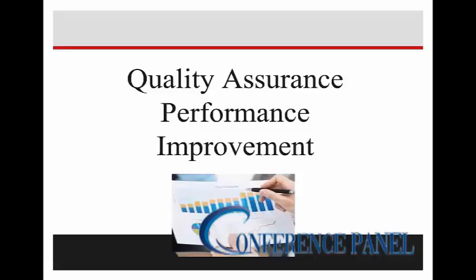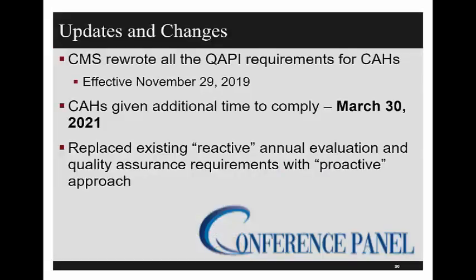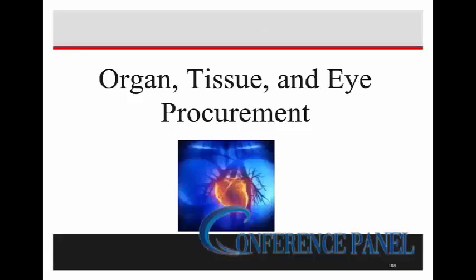All right, let's move over now to one thing called QAPI. That's the easy way to say it. It's also known as Quality Assurance Performance Improvement. Well, back in 2019, CMS came along and rewrote all the requirements for critical access hospitals for QAPI. Given the extent of the changes, the critical access hospitals were given more time to comply. They were given an additional 6 months from what the acute hospitals were. Well, of course, that time has come and gone.